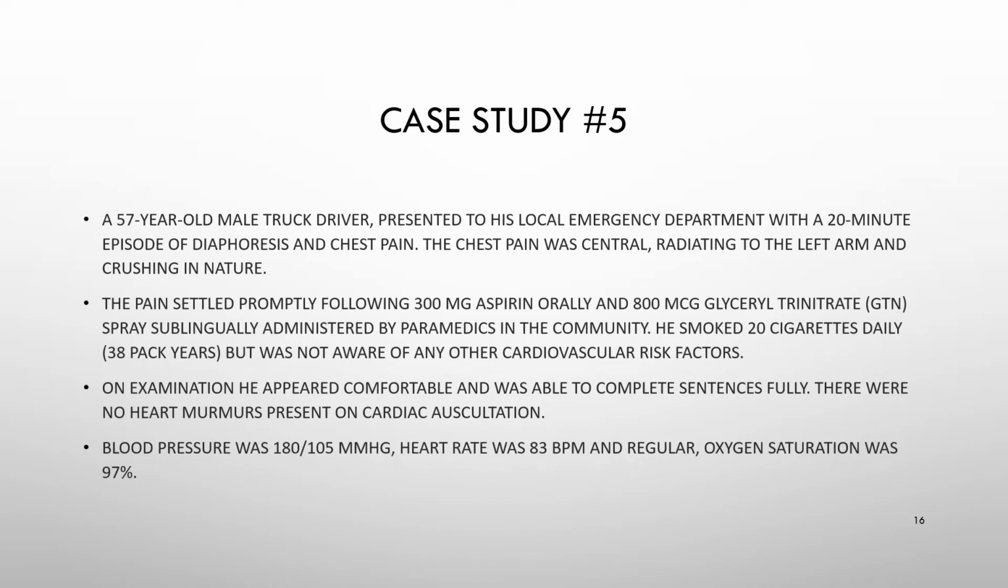There's a 57-year-old male truck driver who presented to his local emergency department with a 20-minute episode of diaphoresis and chest pain. The chest pain was central, radiated to the left arm, and was crushing in nature. The pain settled promptly following 300 milligrams of aspirin given orally and 800 mics of GTN given sublingually, administered by the paramedics. He has a smoking history of 20 cigarettes daily, a total of 38 pack years, but was not aware of any other cardiovascular risk factors.